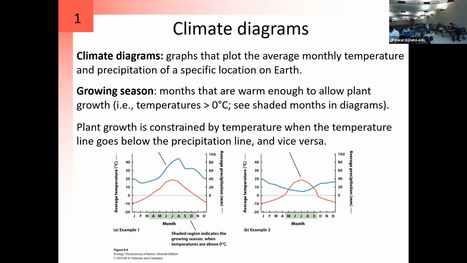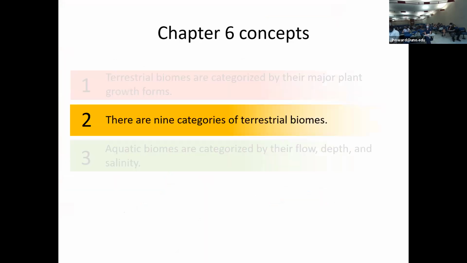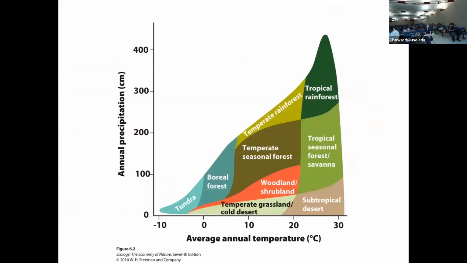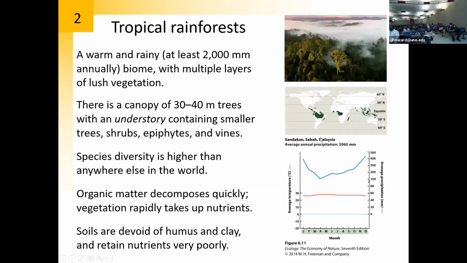Okay, so that's a really critical thing for trying to help us understand why these biomes differ in the ways that they do. So let's look at those 9 terrestrial biomes. We'll go through them one at a time. We'll start with the column on the right, the tropical column, the warm habitats here: tropical rainforest, seasonal forest, and savanna and deserts. And first we'll look at tropical rainforest.